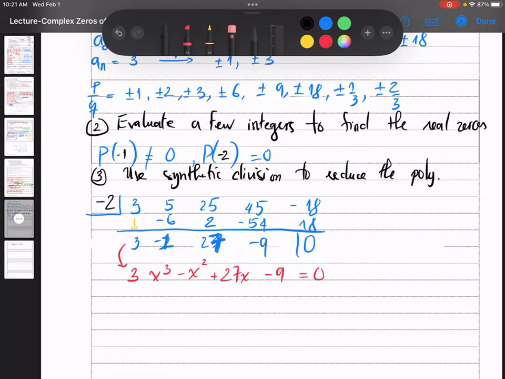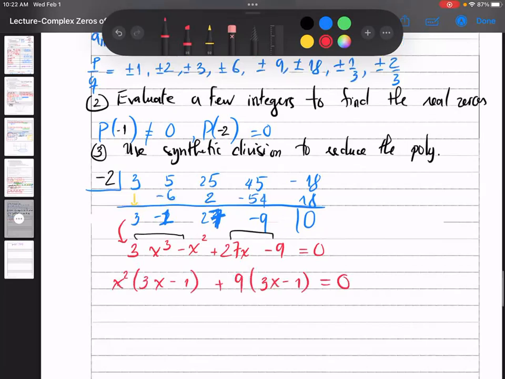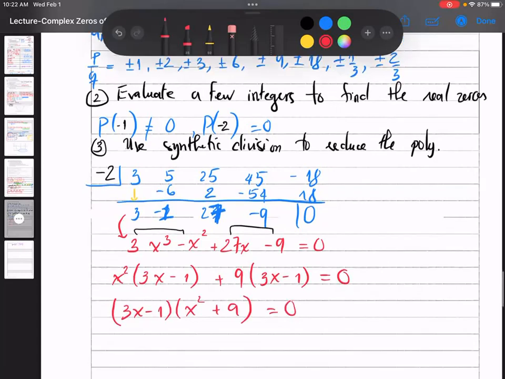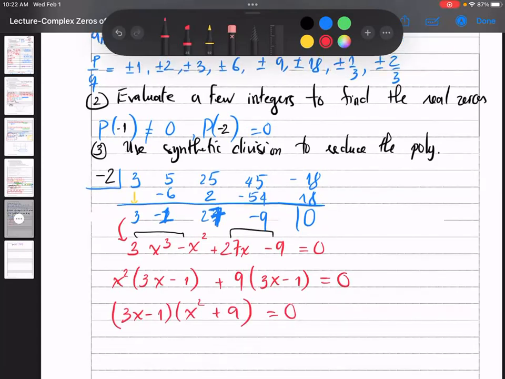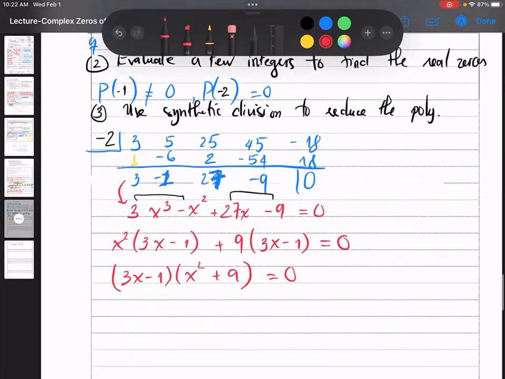So what I'm going to do is group the first 2 and last 2. What can I factor on the first 2? X squared. So what's left is 3x minus 1. What can I factor on the second group? 9, right? So 3x minus 1 again. Now you factor 3x minus 1 out. What's left is x squared plus 9. See, that's what I meant by we're lucky. We didn't need another 0. And then don't forget your other one will be what? Well, we have x equals -2. Now let's solve for this.